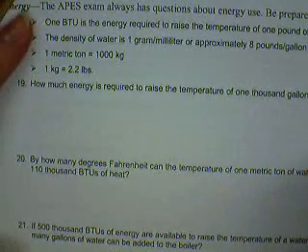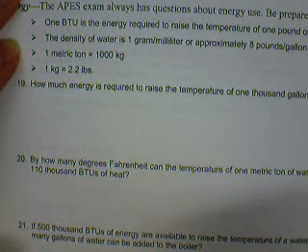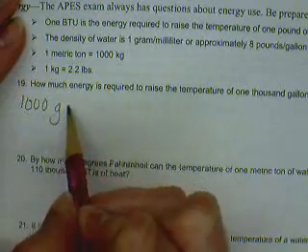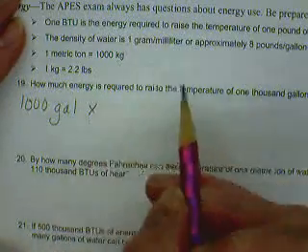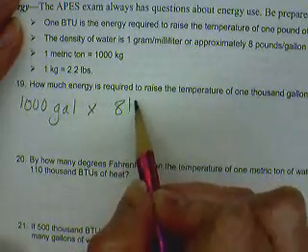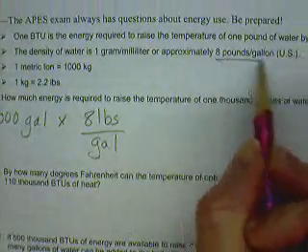How much energy is required to raise the temperature of 1,000 gallons of water by 25 degrees? Well, let's look at our givens here. Go ahead and read those over. So we're going to start with 1,000 gallons. And it gives us that 8 pounds per gallon, because it tells us here.